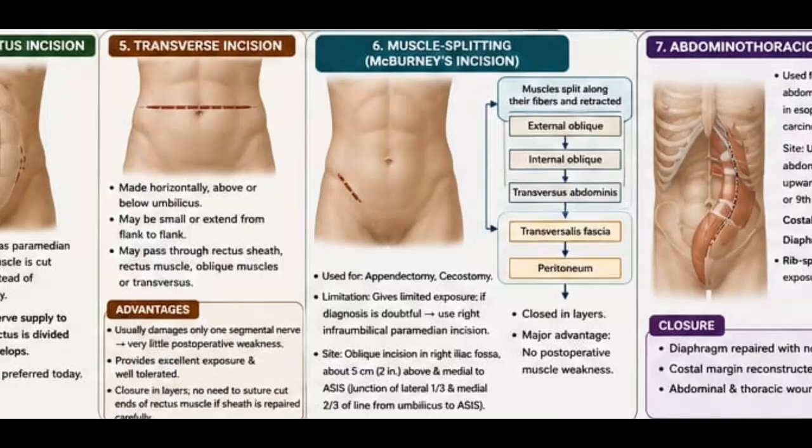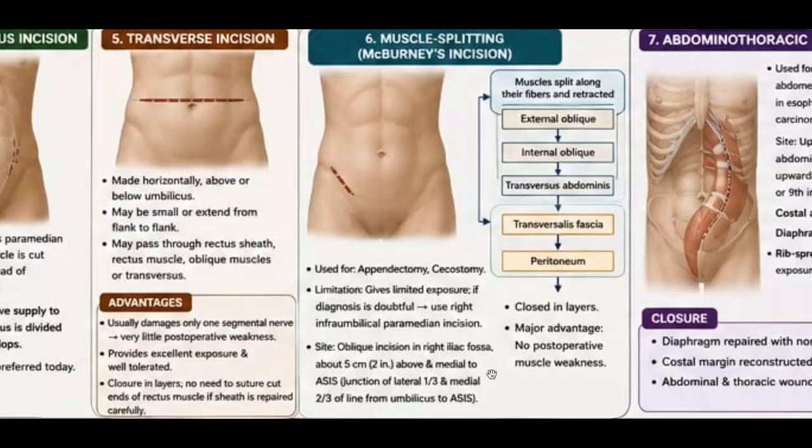And the closure is again layer by layer, like we perform the incision layer by layer. The major advantage here is that there is no post-operative muscle weakness, because the splitting of the muscles or layers is performed along the direction of their fibers, and because the muscles are split rather than transected. First point, we are performing along the direction of their fibers, and the second point, we are not cutting the muscles, we are splitting them.